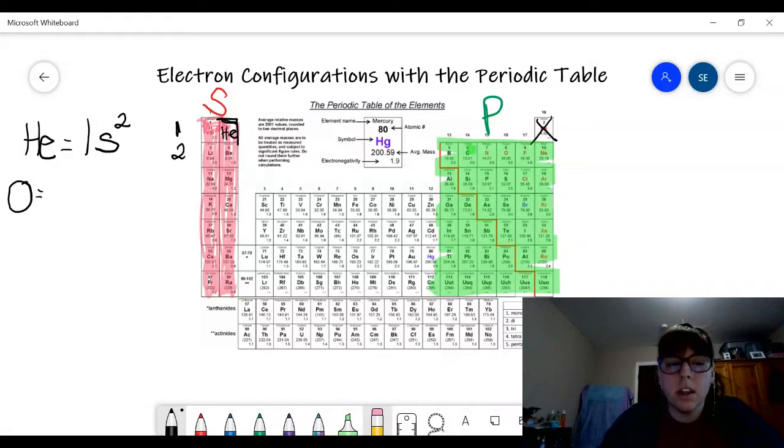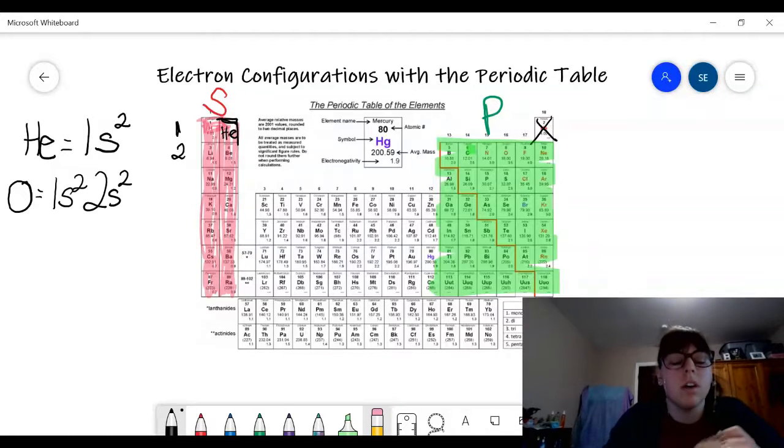Am I at oxygen yet? No, but I need to include those. So my first section is going to be 1s2. Now there's nothing along that first energy level again, so I'm going to go down to the second energy level, 2s2. Still not at oxygen, but I'm going to include that, so 2s2 is also a part of my electron configuration. I'm going to slide all the way across, and now I'm going to go into that P block.